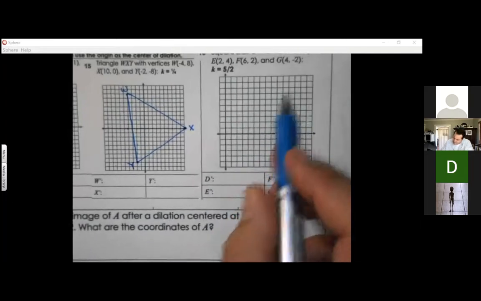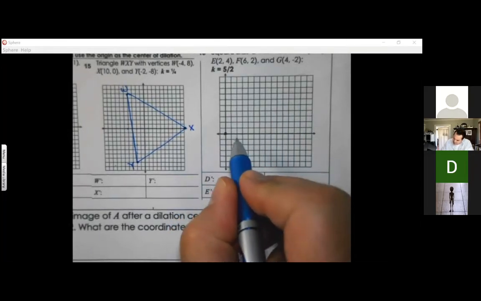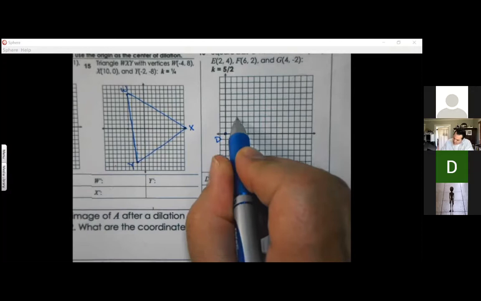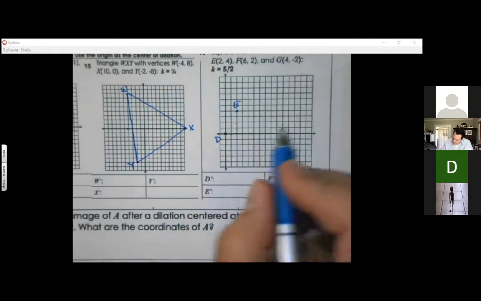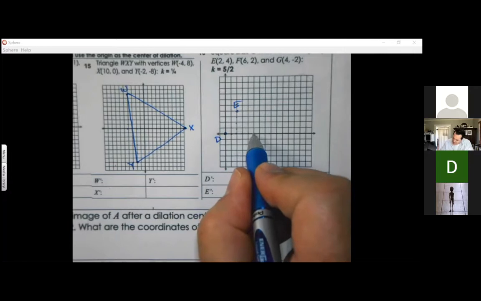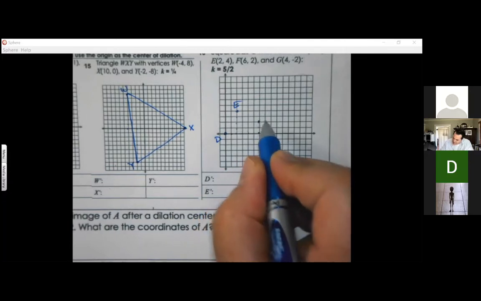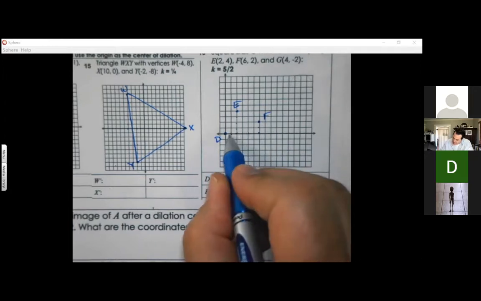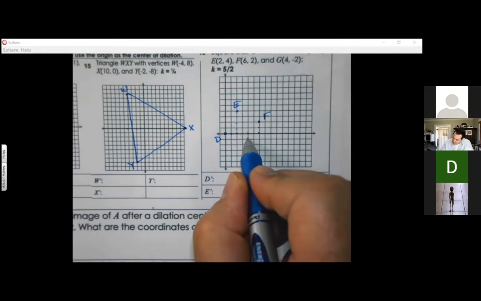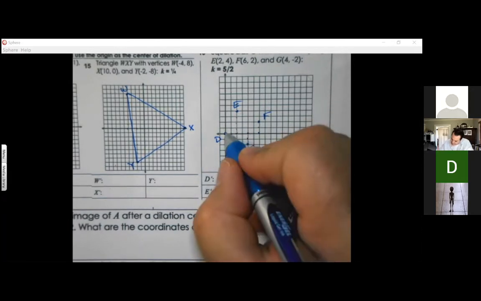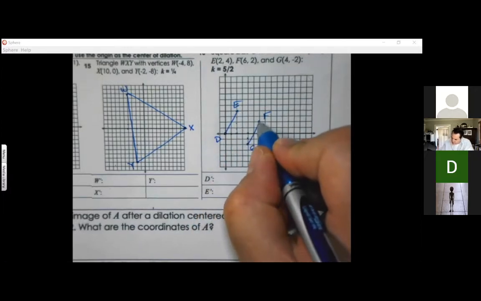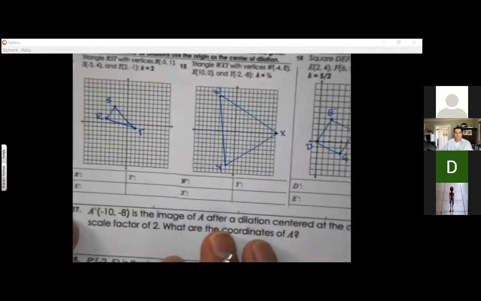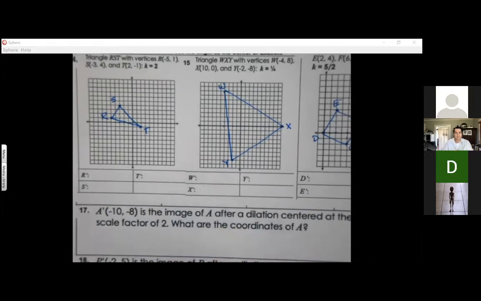This one is a square with 0, 0. That's D. 1, 2, 1, 2, 3, 4. That's E. 3, 4, 5, 6. 2. That's F. 1, 2, 3. 1, 2, 3, 4. Down to G. Give you all a moment to catch up on that.